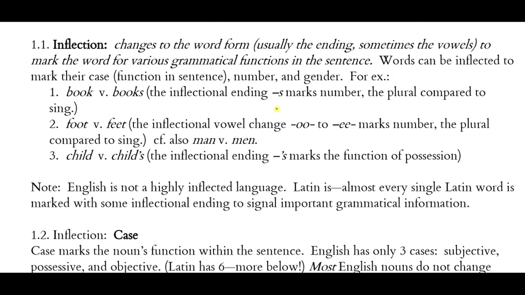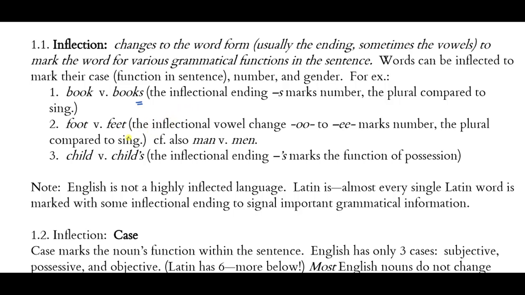What are inflections? Inflections are changes to the word form, usually the ending, sometimes the vowels, to mark the word for various grammatical functions in the sentence. Words can be inflected to mark their case, which is understood as their function in the sentence, as well as number and gender. So I've given you a couple of examples here in English. So consider the word book versus the word books. There's an inflectional ending that's been added here, the s sound on book to make it books, and that marks number. This turns the second form into the plural compared to the singular form.